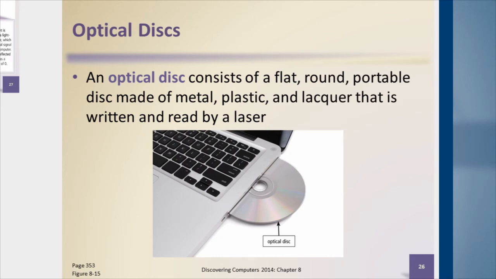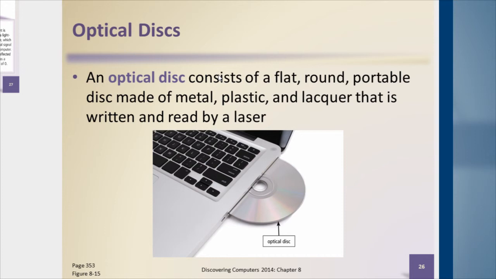Now let's switch over from magnetic storage of information on media, using different charges to represent ones and zeros, to optical discs. When we talk about optical discs, the spelling is slightly different. That's when we use a C as opposed to a K. So when we see disc spelled with a C, think optical disc.